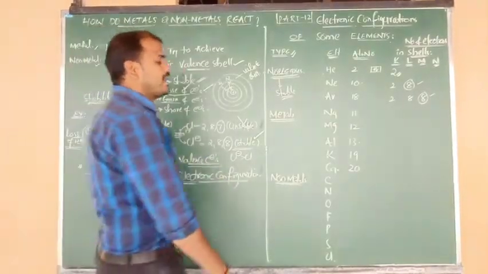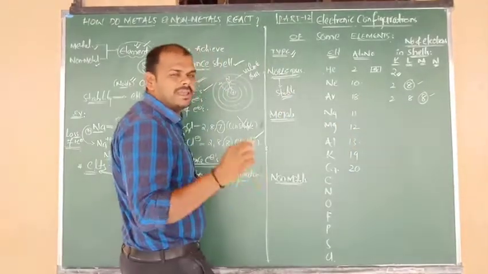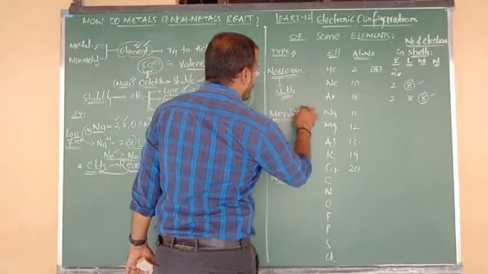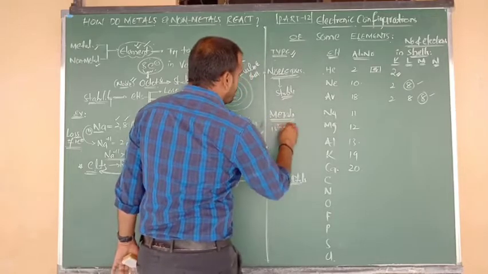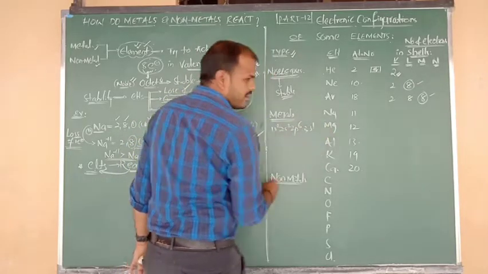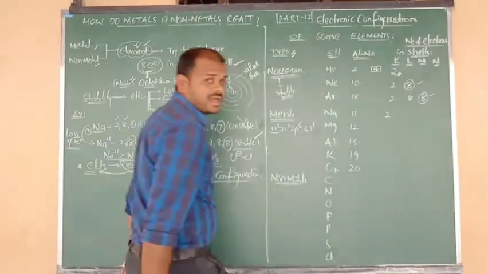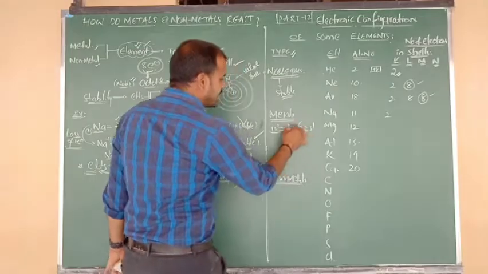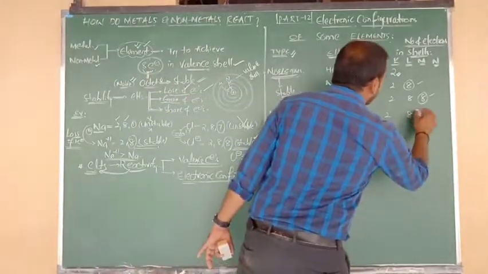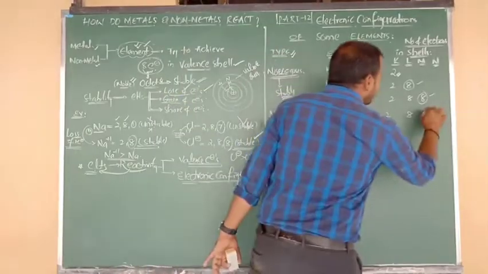Now let me explain. Sodium atomic number is 11. So what will be the electronic configuration? 1s2, 2s2, 2p6, 3s1. So the first shell, the K shell, contains 2 electrons, and the second shell contains 2s2 2p6, 8 electrons. And the outermost orbit, the third orbit, contains only 1 electron.